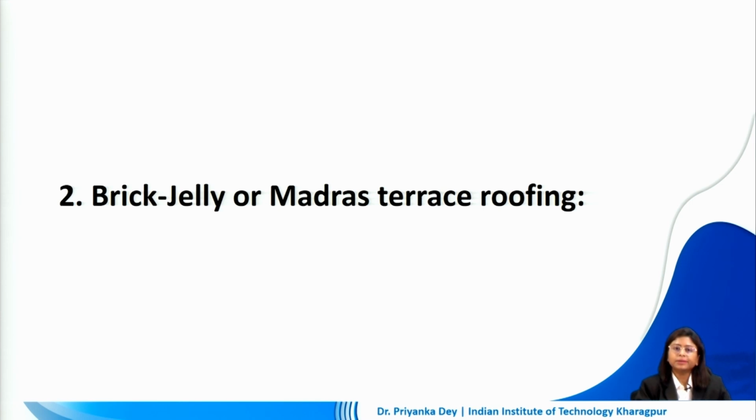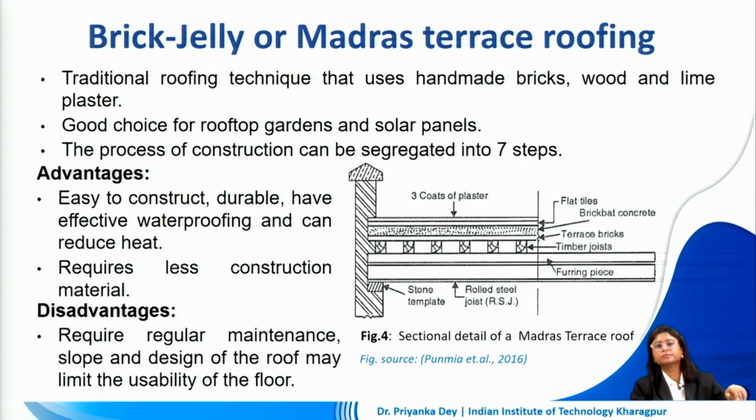The second type is called brick jelly or Madras terrace roofing. This is a very traditional roofing technique that uses handmade bricks, wood and lime plaster. It is a good choice if you are going for rooftop gardens, or if we want to apply solar panels on top in traditional constructions as well. This process of construction can be segregated into 7 steps. We will take a look at all of them in detail.